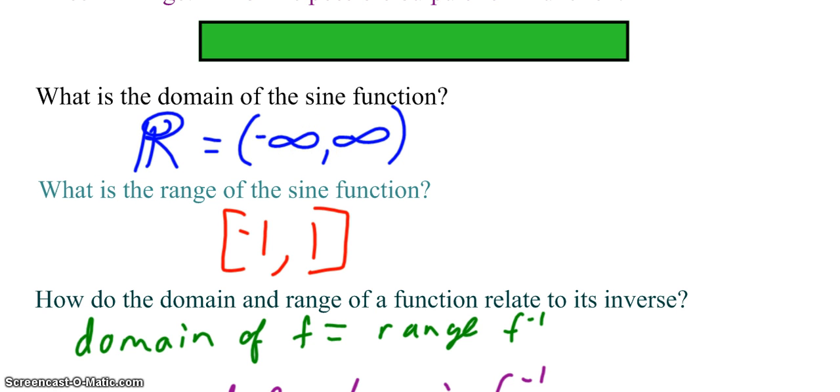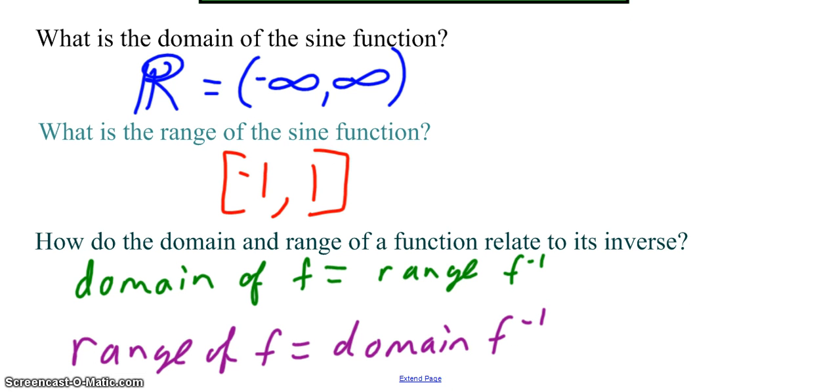The range, though, is negative 1 to 1. It includes negative 1 and it includes 1. For sine, there's never going to be a value larger than 1. Why is that? You can think about it in terms of sides of a triangle, or in terms of the unit circle: the largest the y values go is 1, the lowest is negative 1. How do the domain and range of a function relate to its inverse? Remember this from the last unit. The domain of a function is the range of its inverse. The range of the function is the domain of its inverse.